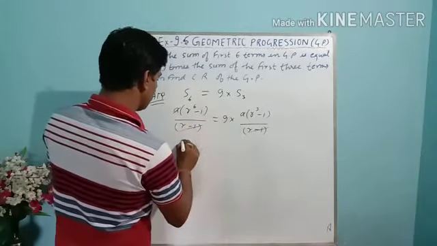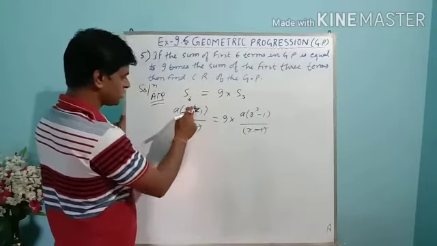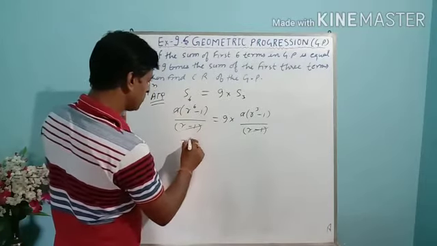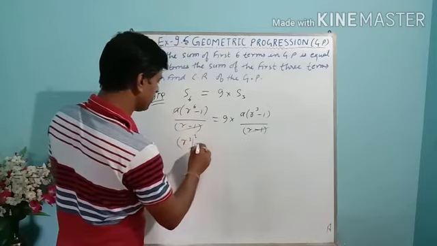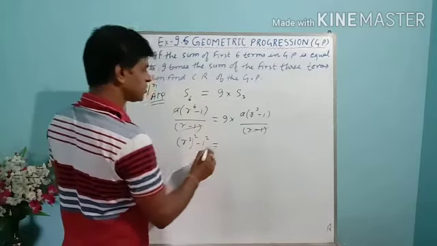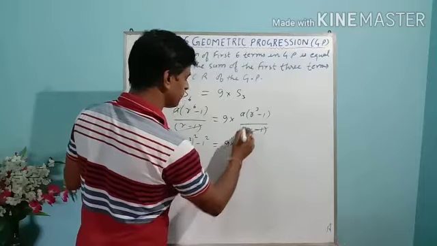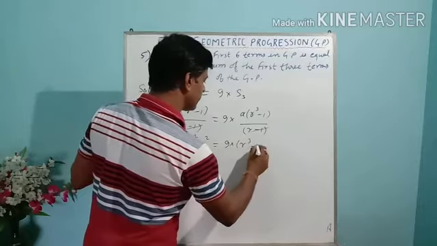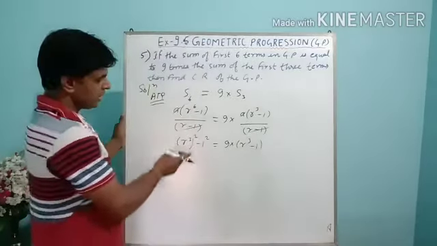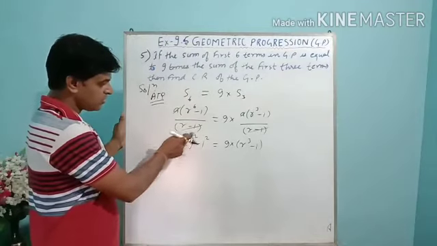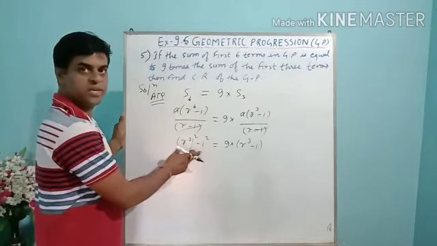So we can write r to the power 6 in this form: (r cubed) squared minus 1 squared equals 9 into (r cube minus 1). Now the whole thing is a square minus b square, and the formula is (a plus b)(a minus b).